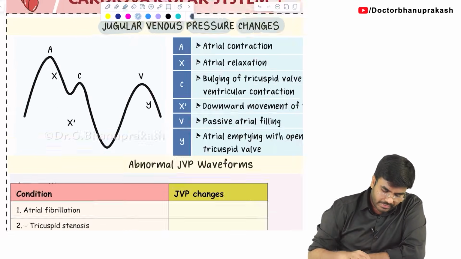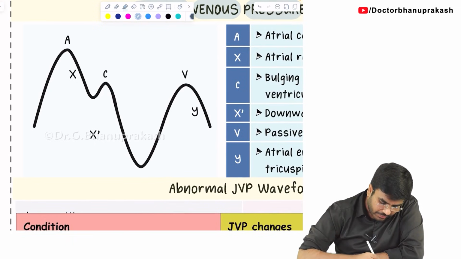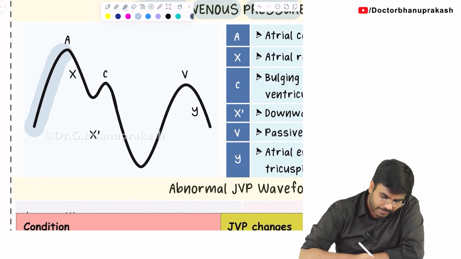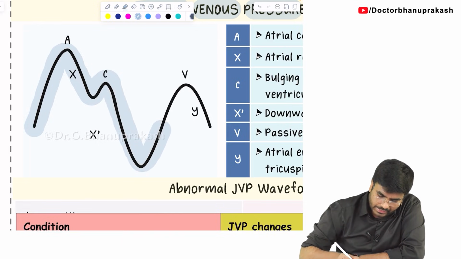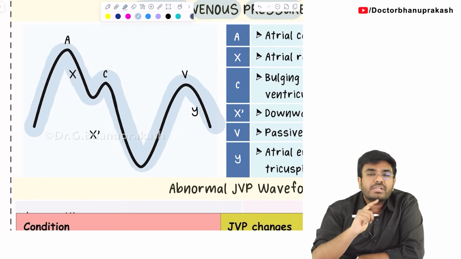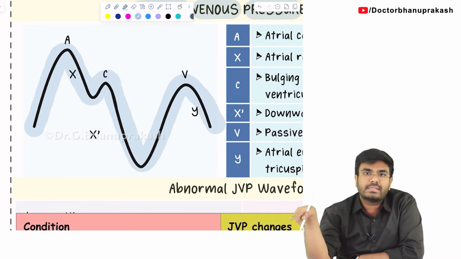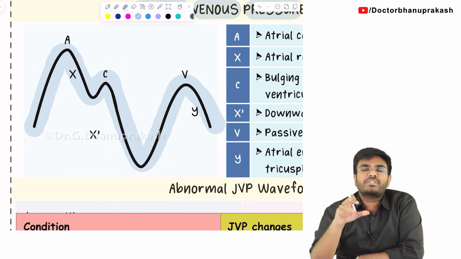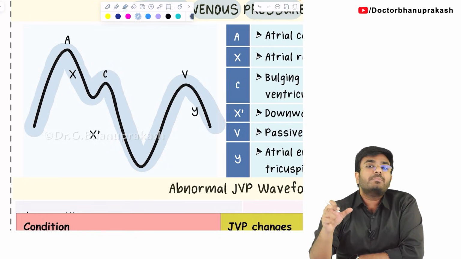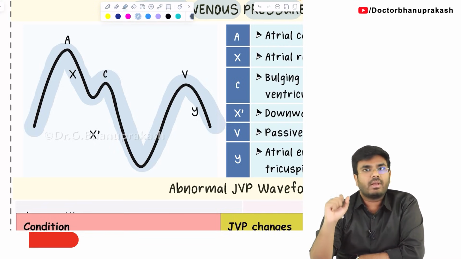But look here. Within one cardiac cycle, that is one systole and diastole, the pressure in your internal jugular veins is increasing, decreasing, again increasing, decreasing, again increasing, decreasing. So in your internal jugular vein, the pressures increase and decrease. Why are such pressure changes happening? What these pressure changes depend on, we will discuss now one by one.